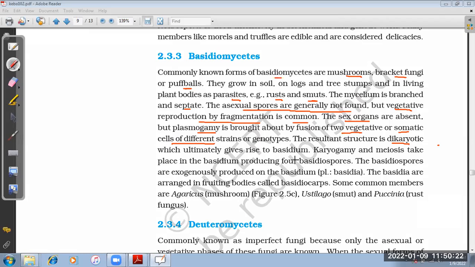The spores which are formed here: there is the dikaryon stage, karyogamy, meiosis. And finally, you get basidiospores. Basidiospores are formed exogenously, outside on the basidium. The fruiting body is called a basidiocarp. The way you had an ascus, here you have a basidium. So a question could be endogenously produced or exogenously produced. What is the fruiting body of a mushroom? Mushroom is Agaricus. Ustilago is a smut. And rust is Puccinia. Very, very important.